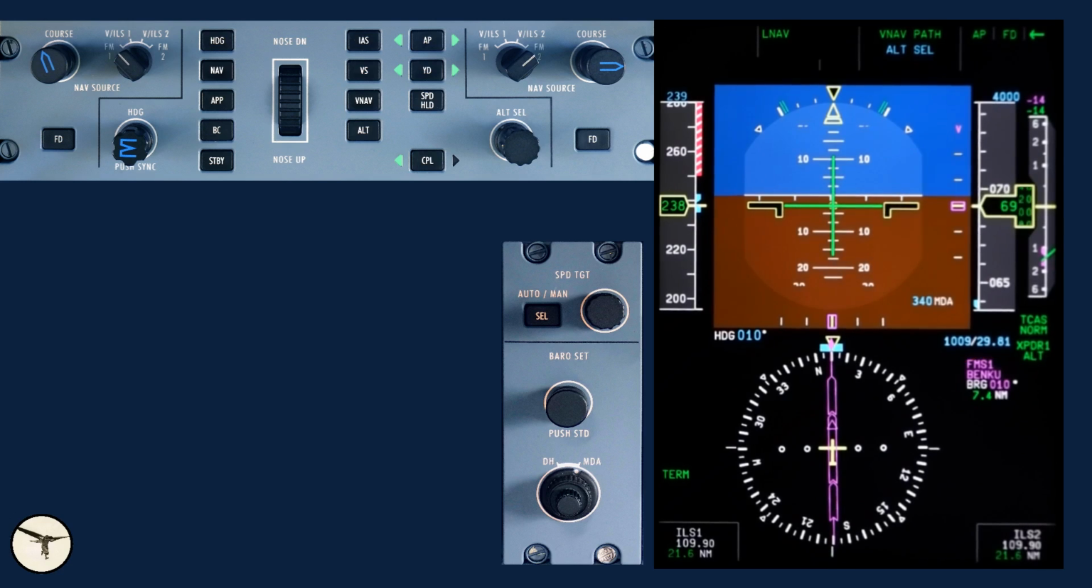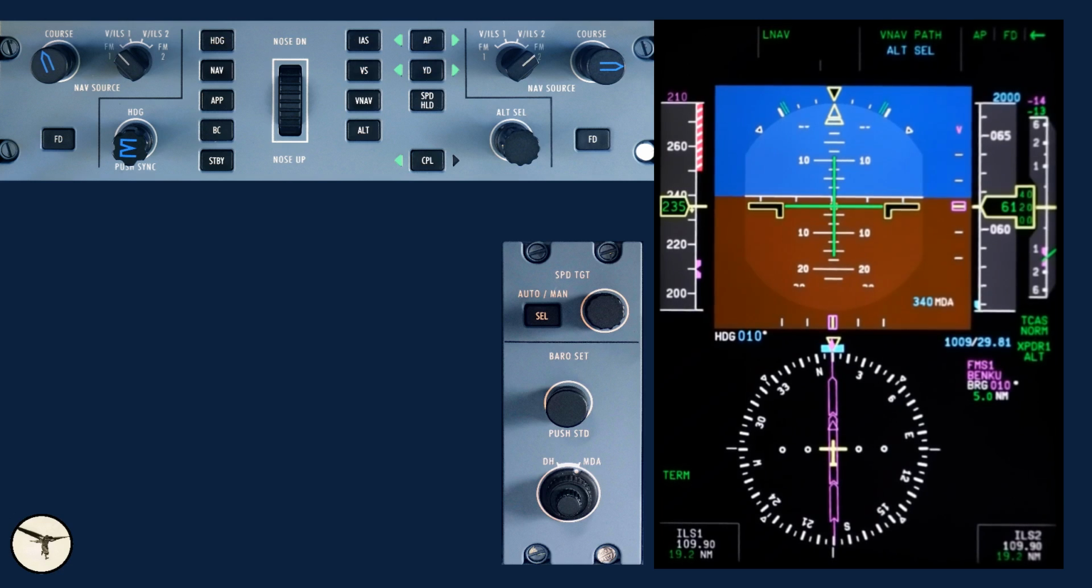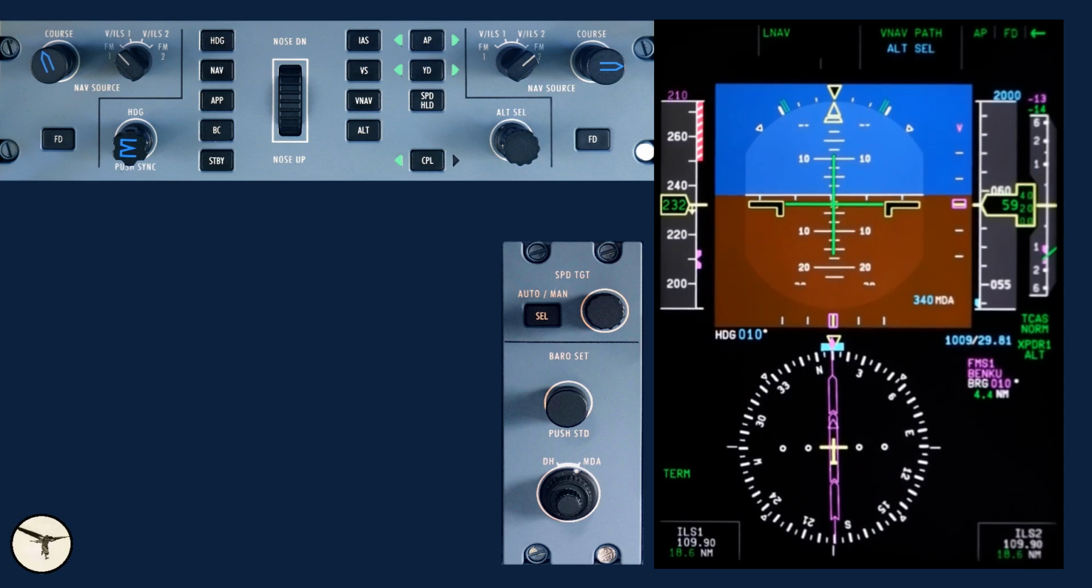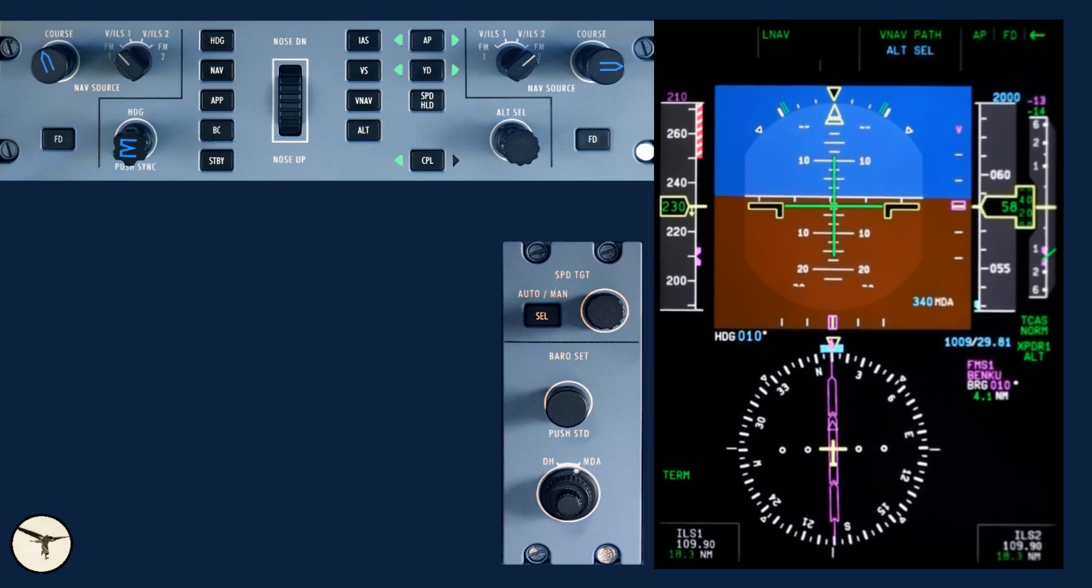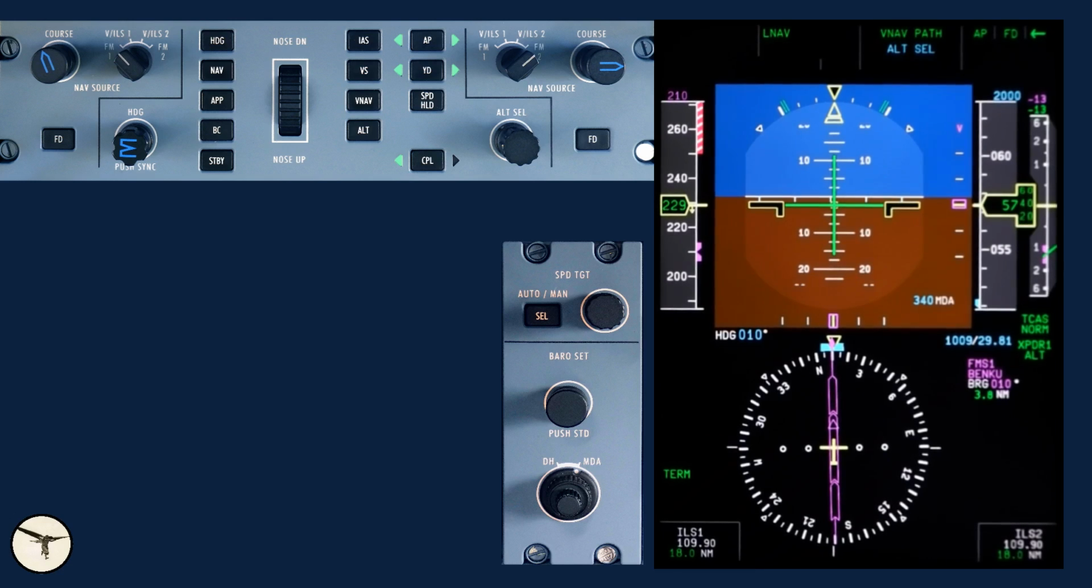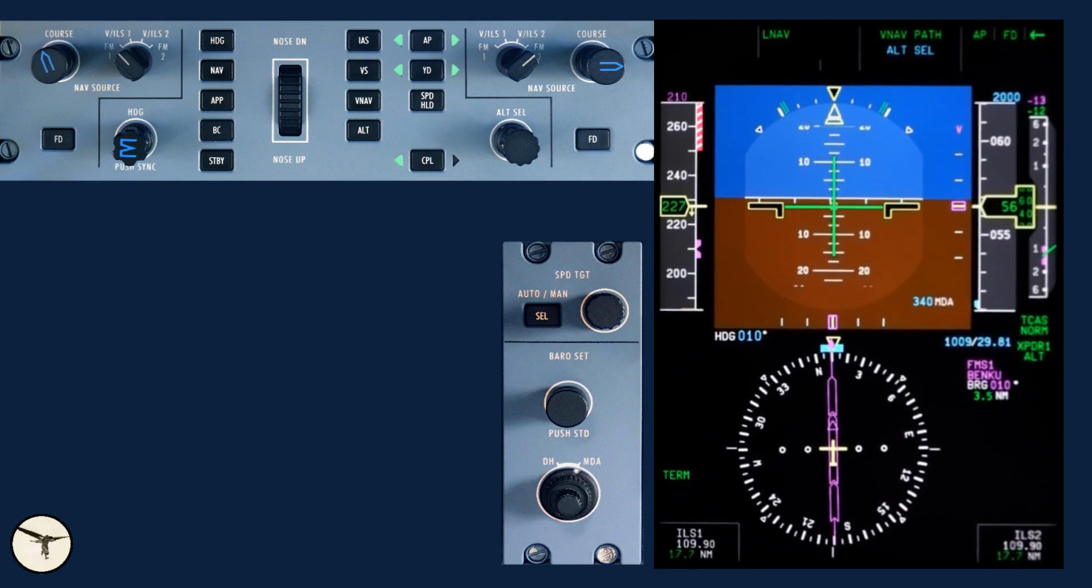We are now 7 miles from Benko, cleared approach. We set 2000 feet altitude at final approach fix. Speed target auto, target speed 210. I let the speed bleed off slowly towards Benko. Pilot monitoring selects VOR ILS on his or her side to monitor the localizer.